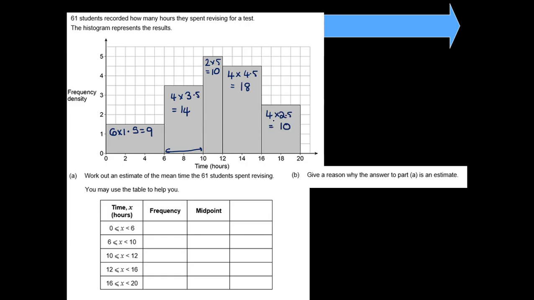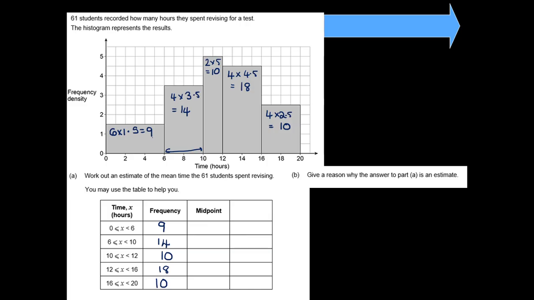Now remember, area is frequency. So this first one has to have a frequency of 9 because we had an area of 9. The second has a frequency of 14. All these frequencies can now be put into our table. At this point, I'm going to forget that I was looking at histograms. I'm going to go now into estimating the mean.